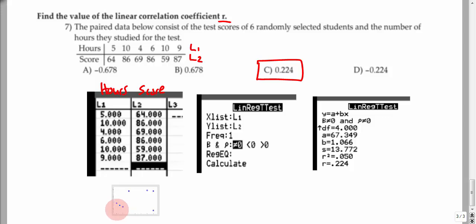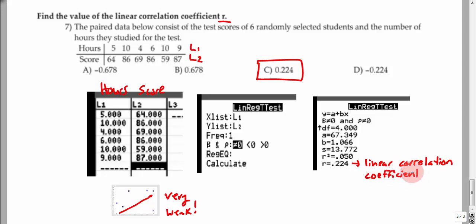And again, you have to be careful about the order that you get things in. Otherwise, you'll end up with a negative 0.224 instead. And you have to be very careful about that. Okay, so it does look linear, very weak, because nothing is tightly clustered along this line. So this is my linear correlation coefficient. Okay, so that's number 7.